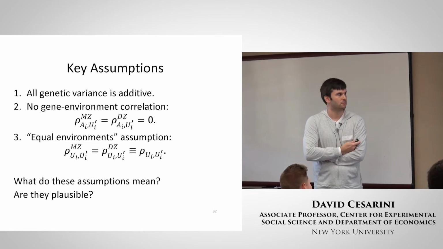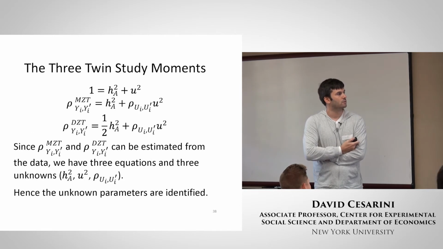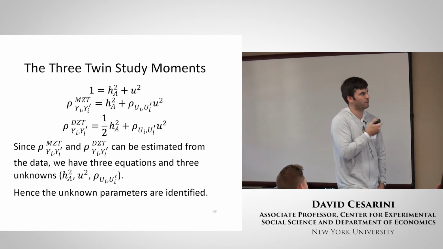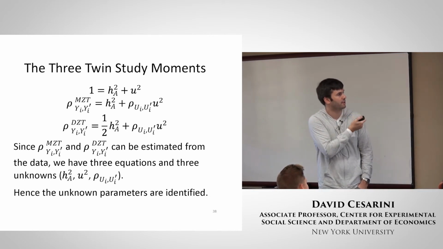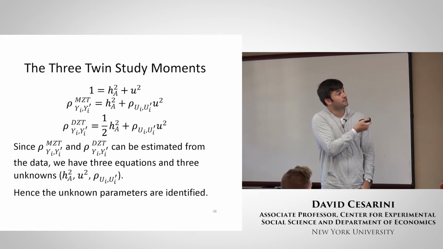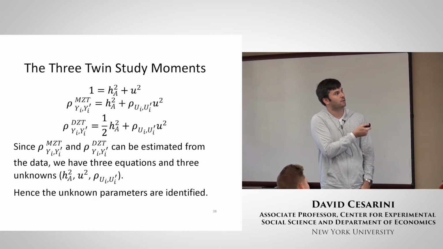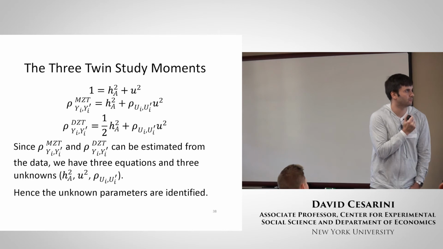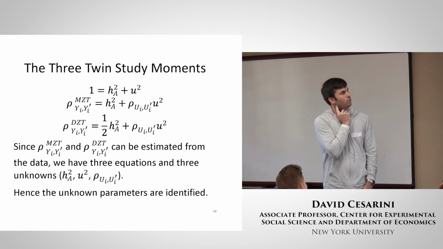Any more questions? Okay. So here are the three moments you would get under the assumptions of the twin study. The first is just a standardization. So we're going to make the phenotypic variance 1, which means the variances and covariances and correlations are the same thing. Second is that rho MZ is equal to H2A plus rho UU' times U squared. Now, this is an assumption. Without the assumption, like if we were only willing to assume that the G's are the same, then this would be equal to H2G, right? We replace it by H2A. We can do that because we assume that all gene action is additive.